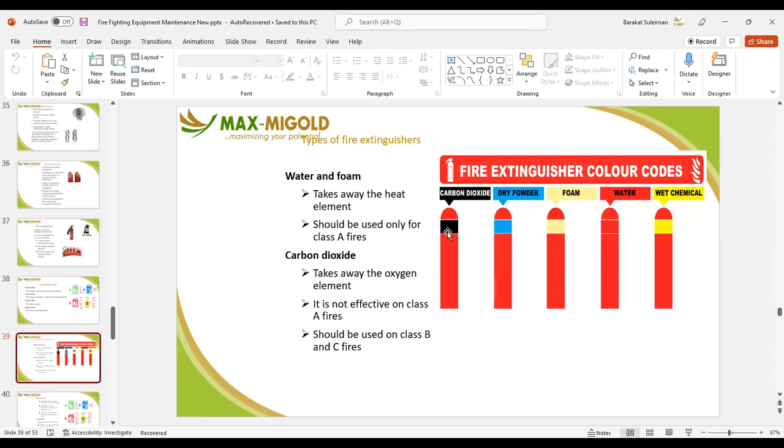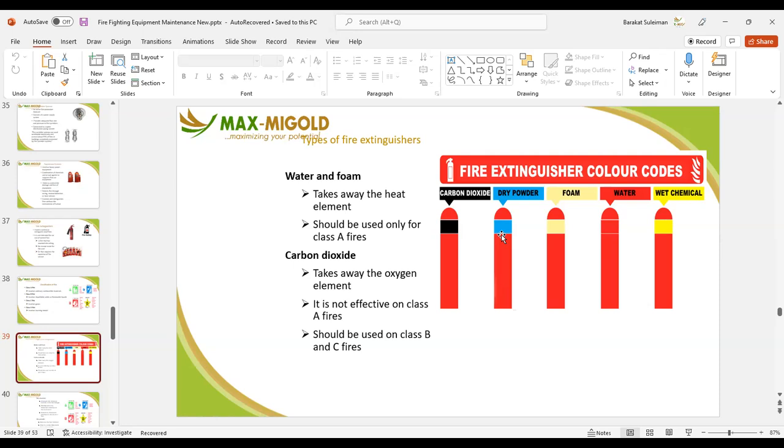All right. And that's why, again, we say CO2 is preferred indoor, not just because it's not going to leave dirt. It's a clean gas, so to say. But if you use CO2 outdoor, because of the breeze, the amount of oxygen available in the open area is much, so it's not going to make your CO2 effective. All right. So CO2 is good indoor and it's good on fire caused by electricity and or gaseous fire because of displacements.